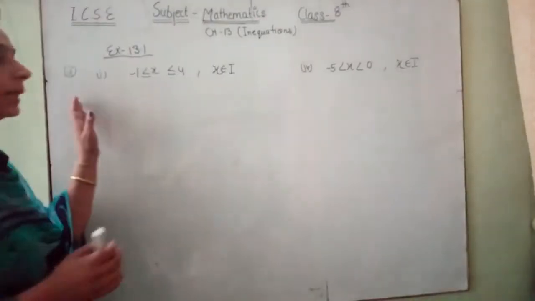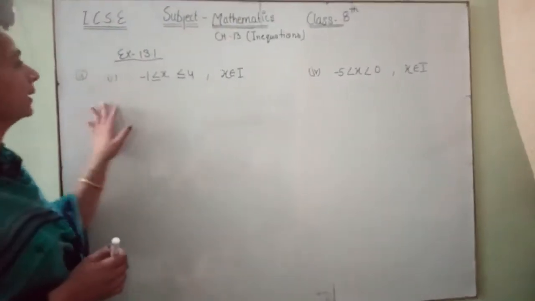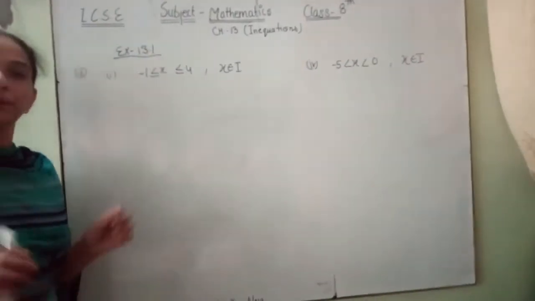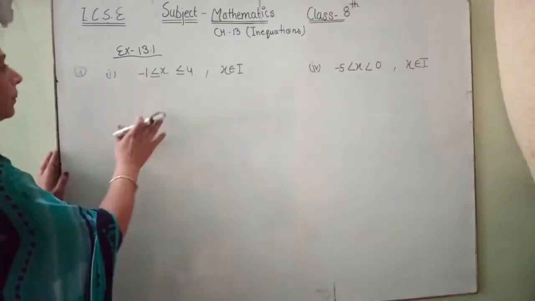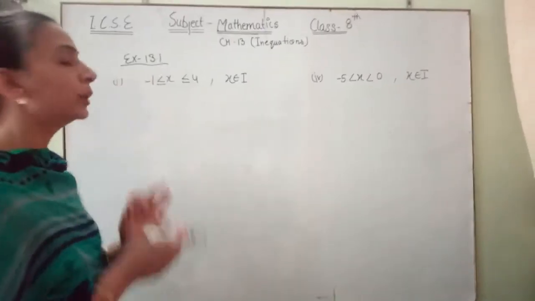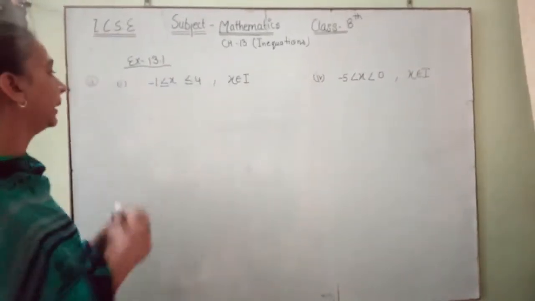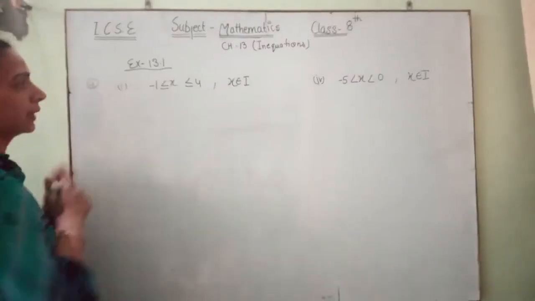Again, this is question number 4, part number 1 and part number 4. Student, our exercise 13.1 is very easy. Okay, question number 4. First we solve these inequations and find out the solution set. After that we represent the solution set on a number line. First we find the solution set.